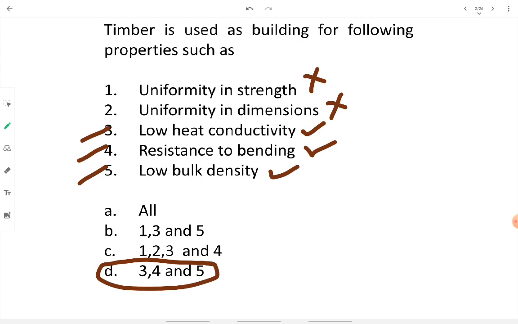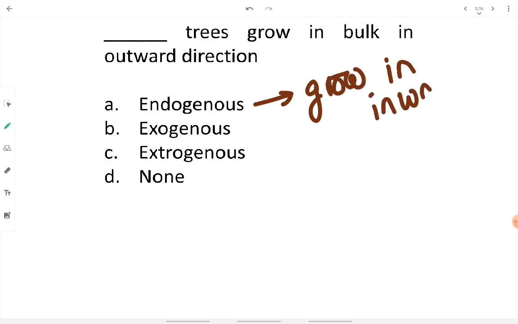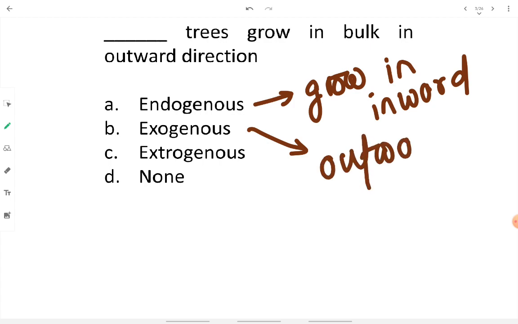Okay, let's go to the next question, which is fill in the blank. Trees grow in bulk in outward direction. See, endogenous trees are the ones that grow in inward direction. Then we have exogenous trees, which are the ones that grow in bulk in outward direction. Exogenous trees are the ones that grow in bulk in outward direction.